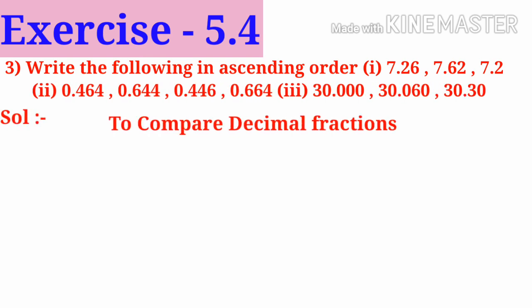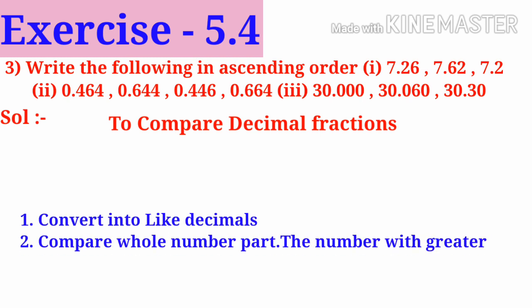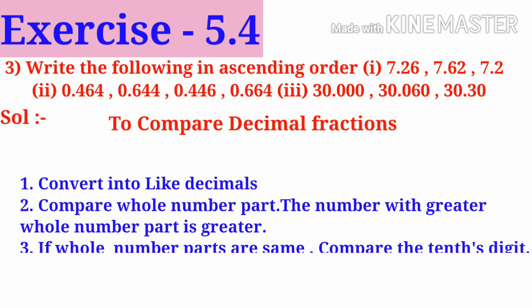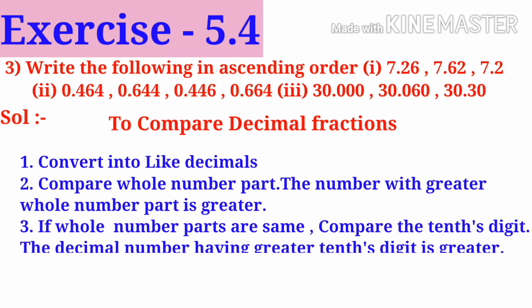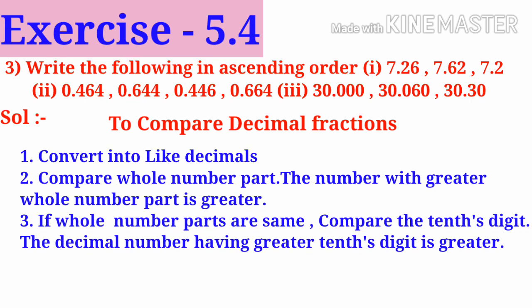To compare decimal fractions, we have to follow some rules. Number 1, convert into like decimals. Number 2, compare whole number part. The number with a greater whole number part is greater. Number 3, if whole number parts are same, compare the tenths digit. The decimal number having a greater tenths digit is greater.